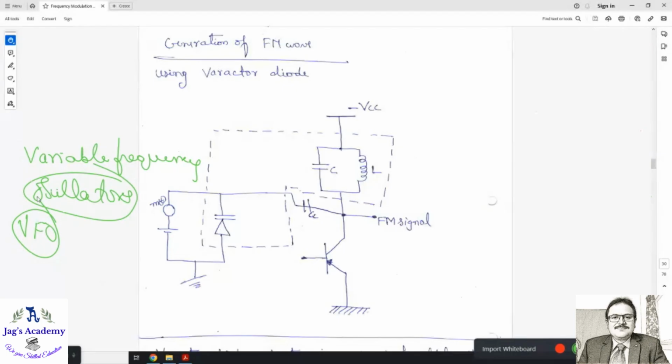Before that, I want to tell you about the fundamentals of the oscillator. How do we generate oscillations? Have you come across the tank circuit? What is called a tank circuit? Have you come across the concept of a tank circuit? Can anybody tell me about the tank circuit? In microelectronics, have you not come across the tank circuit?